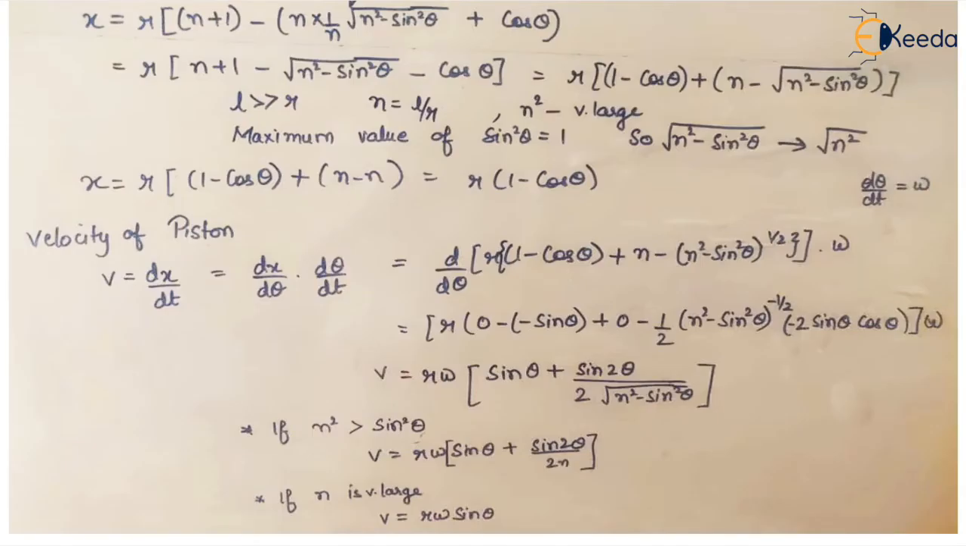Now to find the velocity of the piston. What is velocity? Velocity is change in displacement with respect to time, or per unit time. So velocity is dx upon dt. Now the velocity that we have calculated is in terms of theta. So what we'll do? dx upon d theta into d theta upon dt.